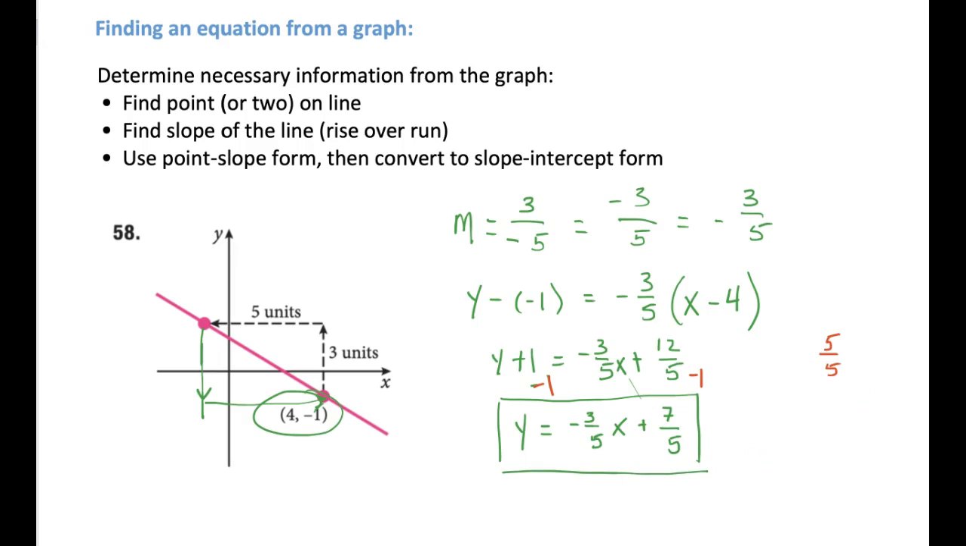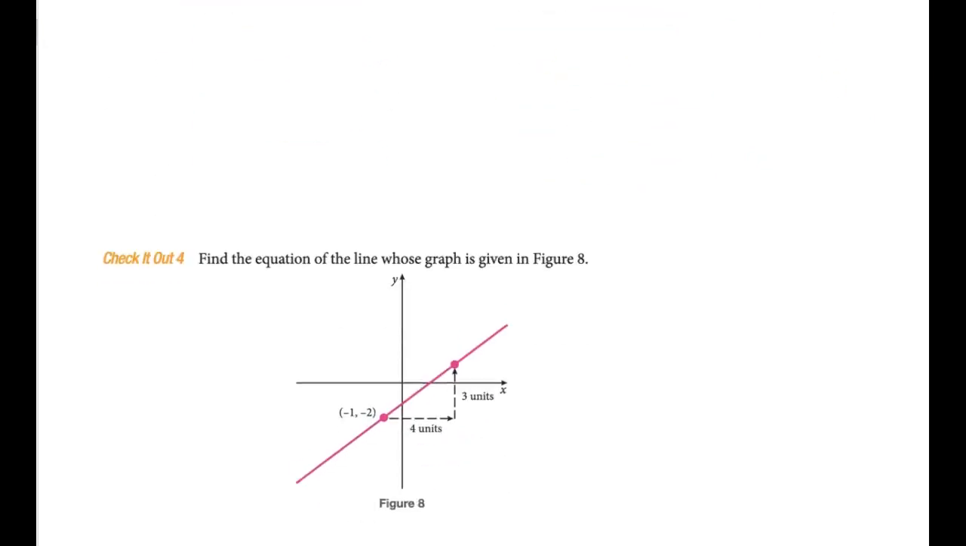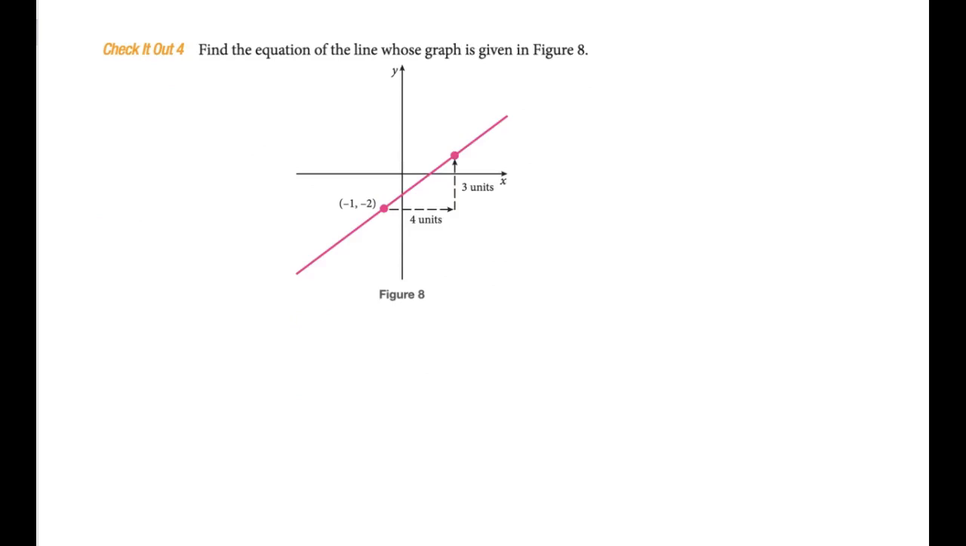Okay, so next we have check it out. So try this. You need to find the equation of a line in slope-intercept form. So start with point slope form, convert it to slope-intercept form, and put your answer in the Edpuzzle.